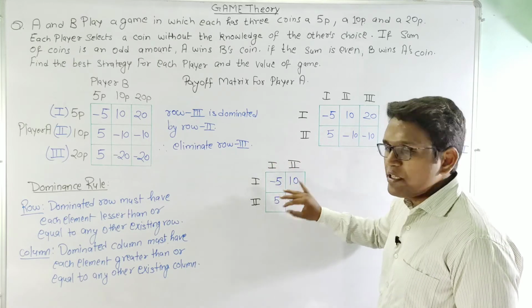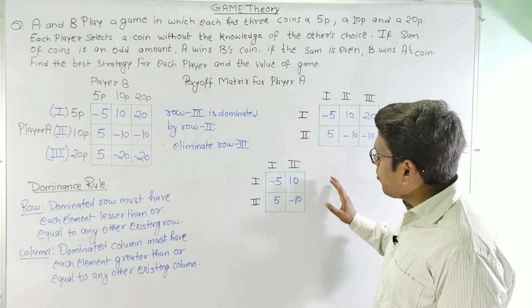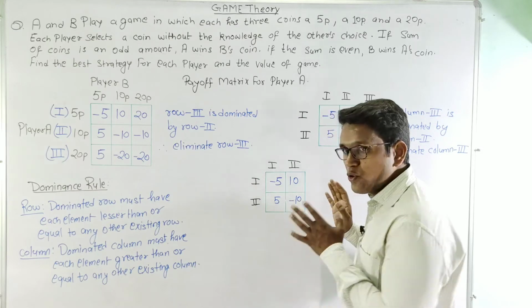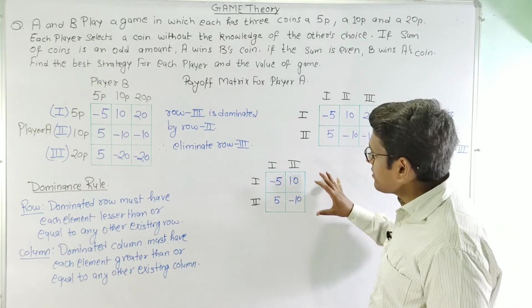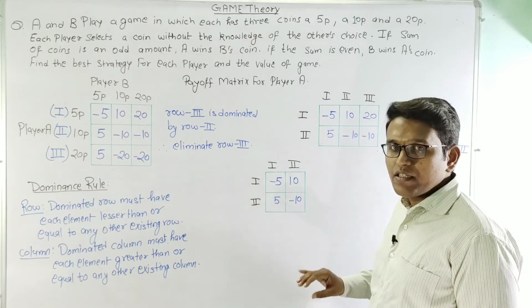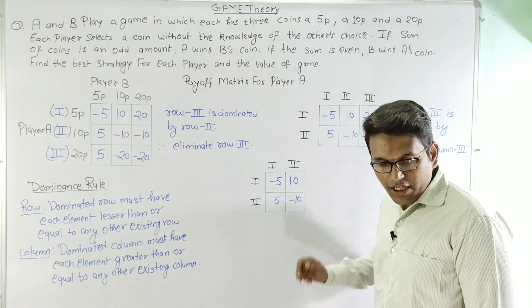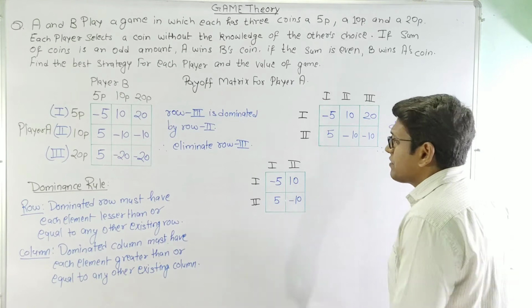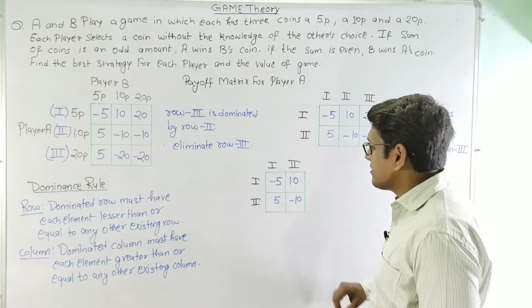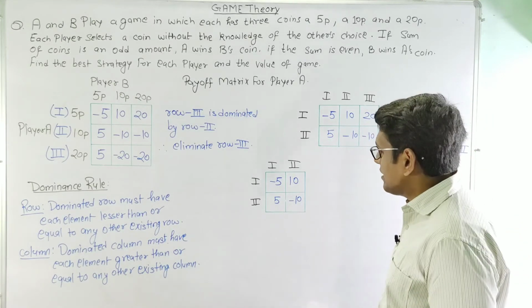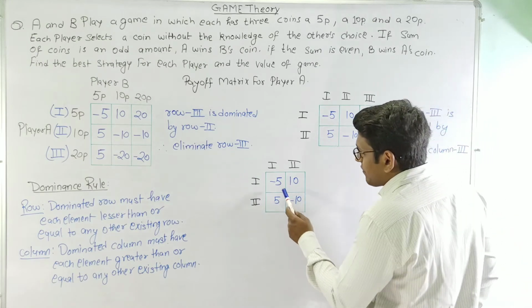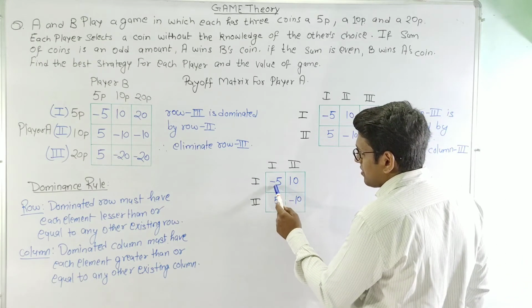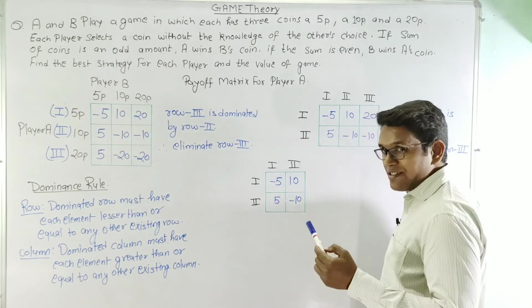So this could not be reduced further, and now once it has been reduced to a 2 cross 2 matrix, we can solve this by using the mixed strategy. So let us solve this particular problem. In order to solve this, we need to calculate the oddments here. And now what is oddment? Oddment is the difference between these elements ignoring the sign.